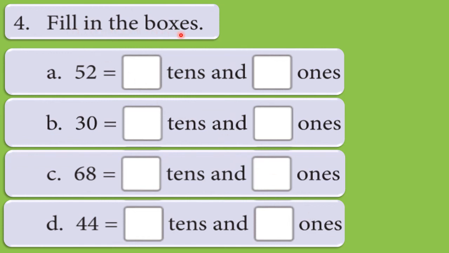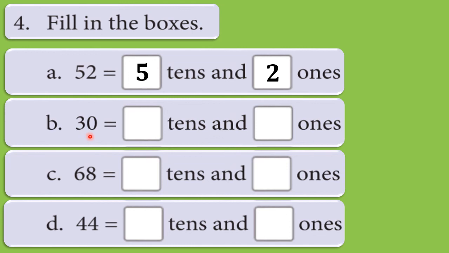4. Fill in the boxes. So here the numbers are given and we need to write how many tens and how many ones this number has. The number 52 is equal to dash tens and dash ones. So how many tens will be there in the number 52? Yes, since there is 5 on tens place, there will be 5 tens. And since there is 2 on ones place, there will be 2 ones. So we have to write 5 tens and 2 ones.